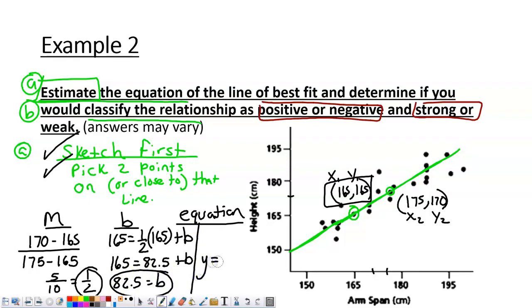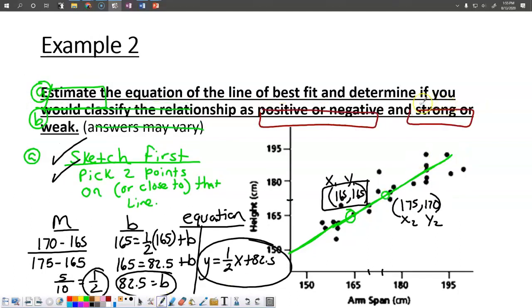The line of best fit then, my estimate would be y = 1/2 x + 82.5. Now, since we're estimating, if I asked you to do this on your own, are you going to end up with the same answer as me? No, you wouldn't. All right.